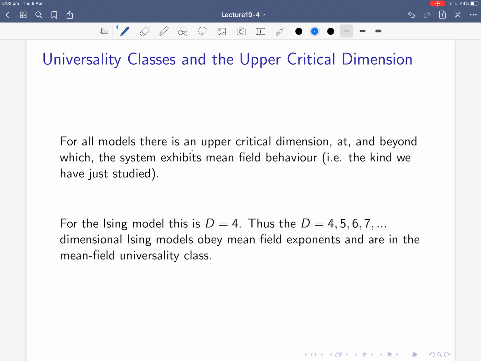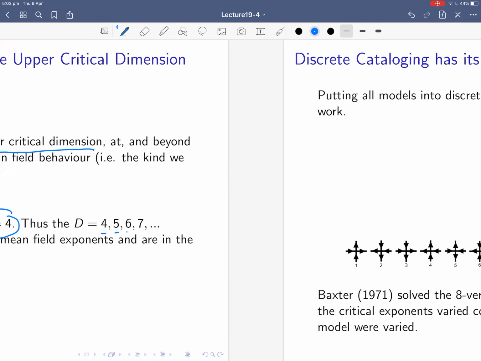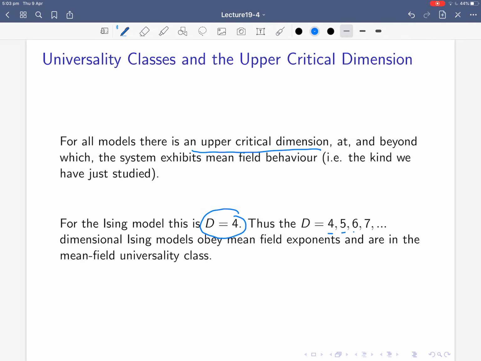All right, so enough of that. But for all models there is an upper critical dimension, at and beyond which the system will exhibit mean field behavior, which is the kind of behavior we studied in the last lecture. For the Ising model, that is d equals 4. So if you're in d equals 4, 5, 6, 7, 8 dimensions, however far you want to go up, the Ising models give you mean field exponents. Mean field works really, really well in those cases. In fact, exactly. So the upper critical dimension for the Ising model is 4.